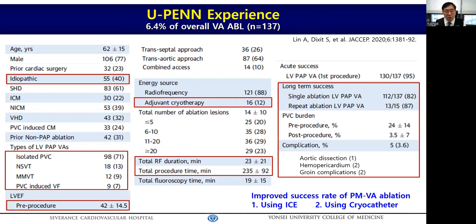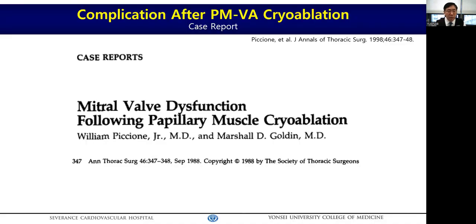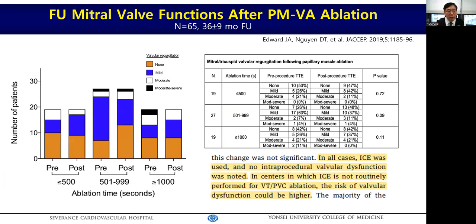In this paper, the main contributors to the improved success rate of PAP ventricular arrhythmia ablation were using intracardiac echo and cryocatheter. Okay, then is it safe to burn the papillary muscle? Actually, the papillary muscle has an end-artery supply and there is a risk of rupture or acute mitral regurgitation. There was an old case report of papillary muscle dysfunction after surgical cryoablation. However, in this recent study by Edward and Nguyen, ICE-guided PAP ablation safely avoided papillary muscle dysfunction, but they mentioned that the risk of valve dysfunction could be higher without intracardiac echo monitoring.